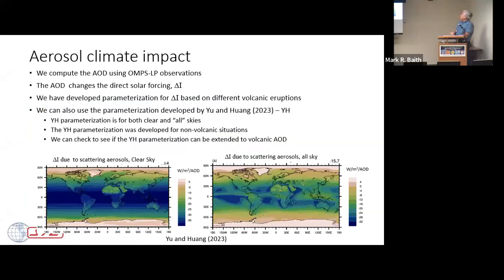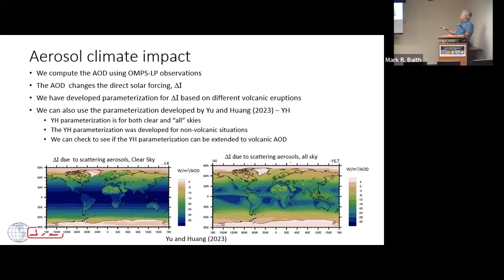So we've computed the AOD using the OMPS LP observations. I've shown you that. So the AOD changes the surface solar forcing, delta I, and we developed a parameterization for delta I based on different volcanic eruptions. We also can use the parameterization developed by Yu and Wang in 2023. They use MERRA-2 data, which has a tropospheric aerosol package in it, and they use the aerosol package to calculate what the climate effect would be.